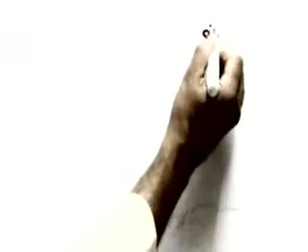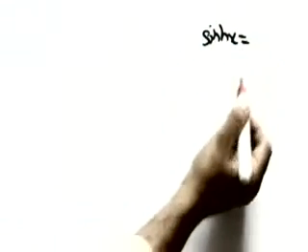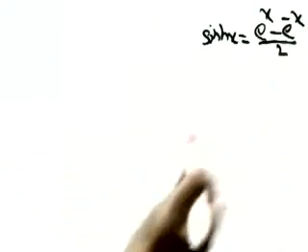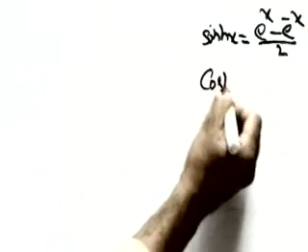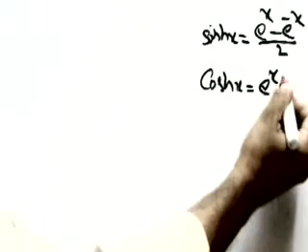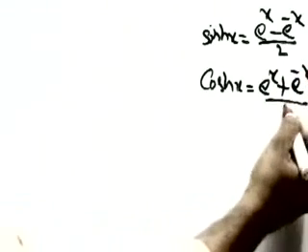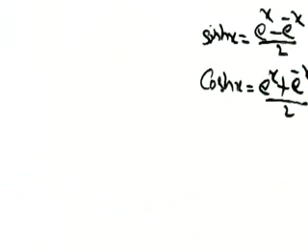Also, for hyperbolic functions we use this same method, because we know that sinh x is e power x minus e power minus x by 2, and cosh x is e power x plus e power minus x by 2. So remember these formulas for sinh x and cosh x. We can use the same method as for exponential by changing the function into exponential form.